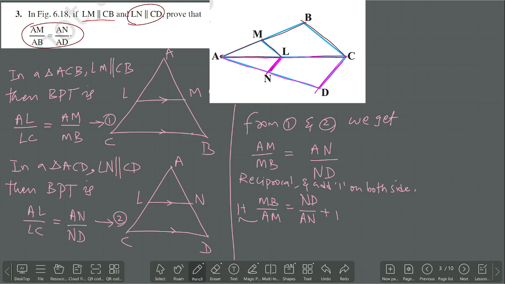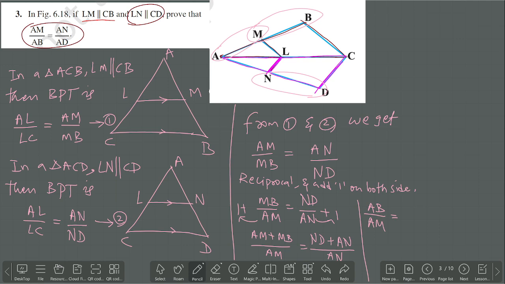Now take cross multiply. What am I getting? AM plus MB whole divided by AM, which is equal to, here, ND plus AN whole divided by AN. So what am I getting after adding? AM plus MB. See, AM plus MB is equal to what? AB, we can say from the main diagram. So I am getting AB divided by AM equal to, like that, ND plus AN.